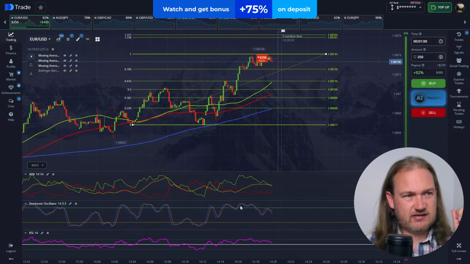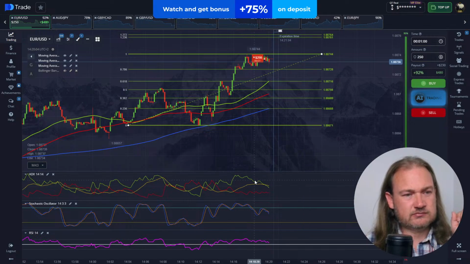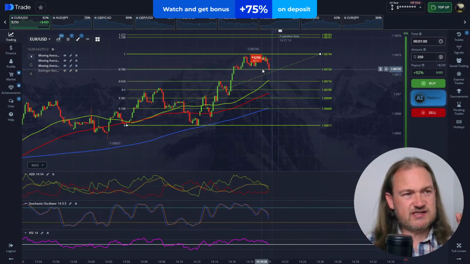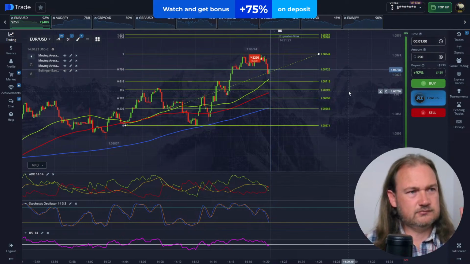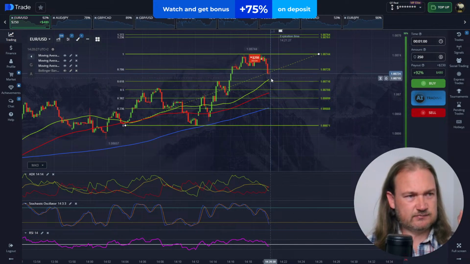But we definitely had the divergence here on the stochastic, and even my RSI was making lower highs, confirming my trade for me. Another thing to look at also is the way that the DI is losing speed and my ADX is turning downwards. So let's see if this is going to be the bounce or this. Okay, this is a good trade though. Let's see what it does.